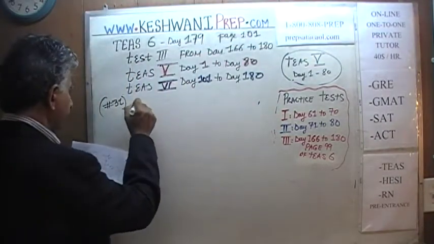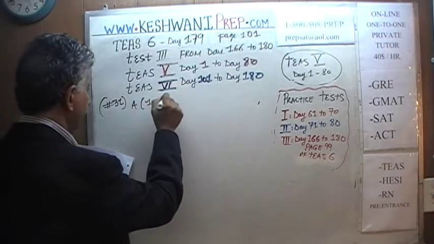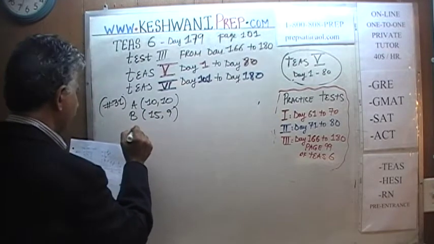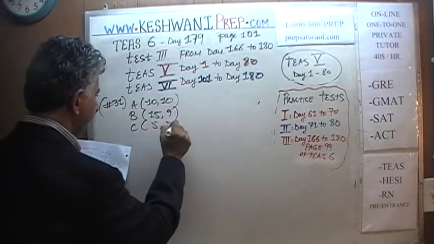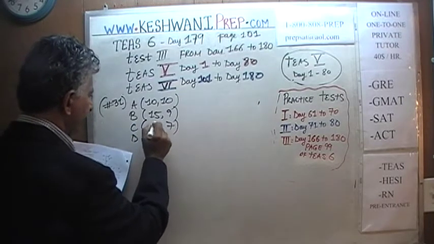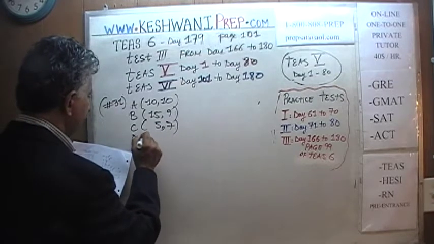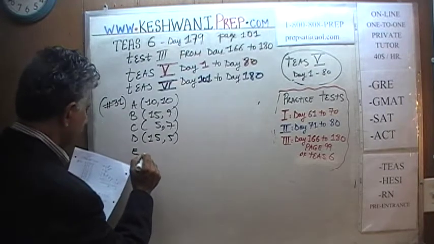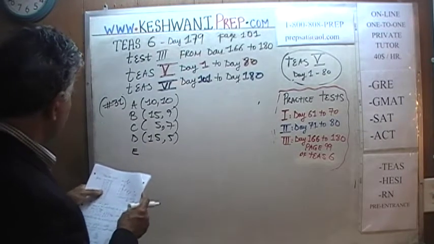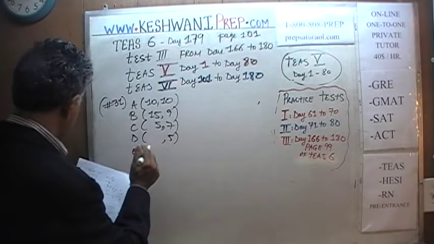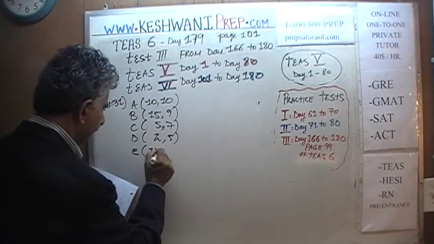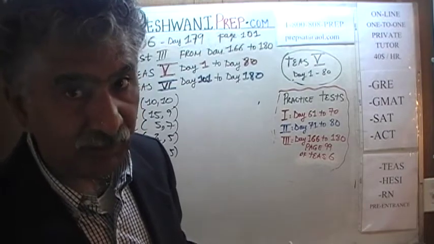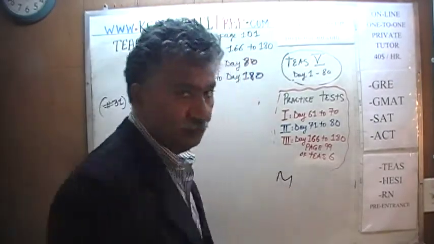Here's the data set. A is 10-10. B is 15-9. And your job is to plot it on the graph. C is 5-7. D is 2-5. E is 15-5. I mucked it up, didn't I? Mucked it up with the letter M, not F.